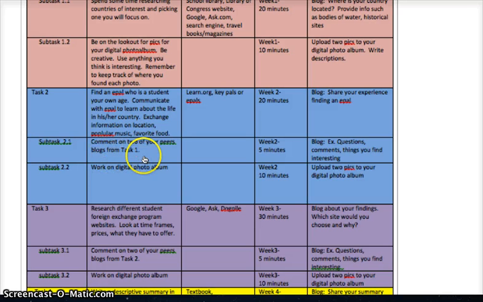Subtask 2, they need to start commenting on blogs from their peers. From task 1, we expect at least 2 comments from each of their peers. Then this blog that they would create for themselves would be questions, comments, things they find interesting. That's what they would be commenting on their peers' blogs about. They would also work on their digital photo album. We're expecting 2 more pictures on their photo album this week.